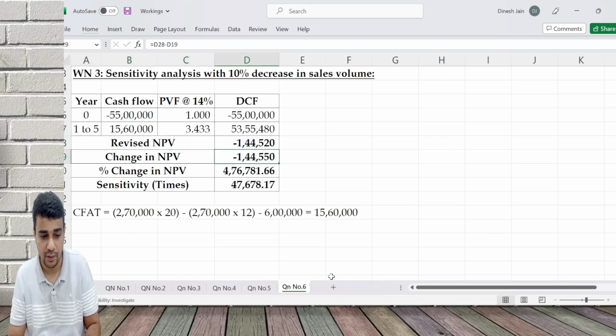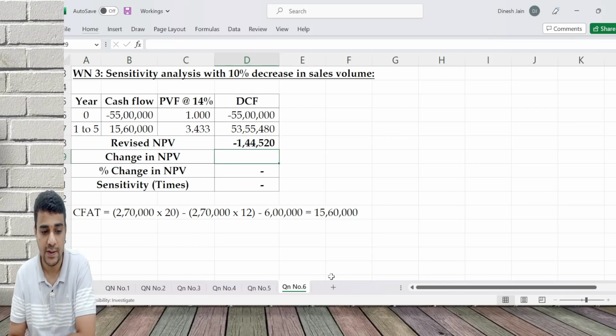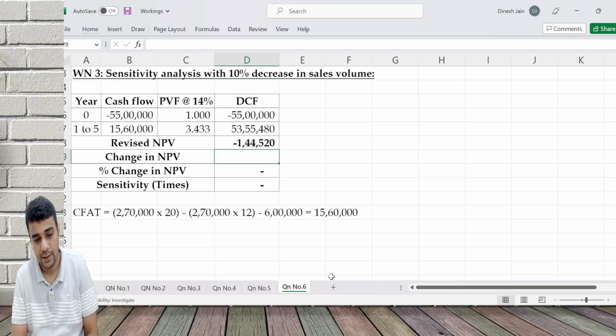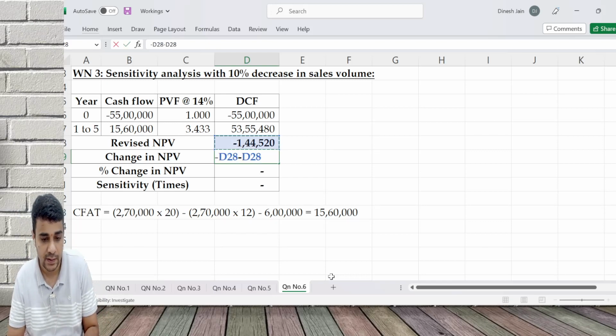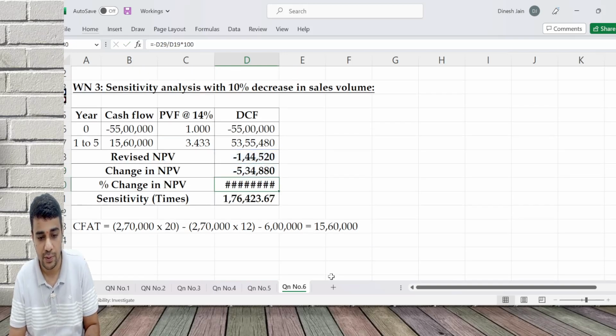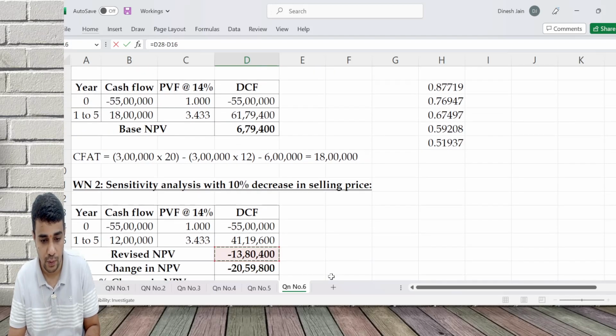I want to do the same thing. Revised NPV is negative 144. Calculation is broadly going to remain same. There, I think it became more negative. Change in NPV is this minus the original NPV. This is an error in the formula. New minus old.